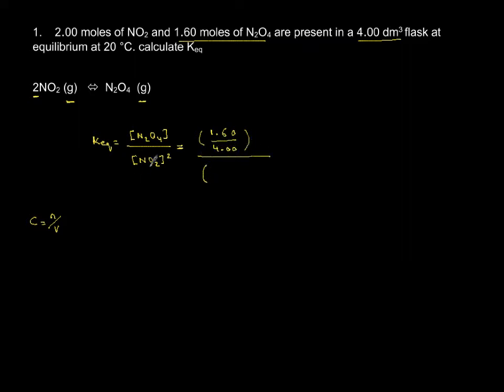For NO2, nitrogen dioxide, you have 2 moles in the same container. So it is 2 divided by 4, squared. Don't forget that because of the coefficient. Once you do that, you have 0.4 in the numerator and 0.25 in the denominator, and the final answer is 1.6. No unit. K equilibrium has no unit.